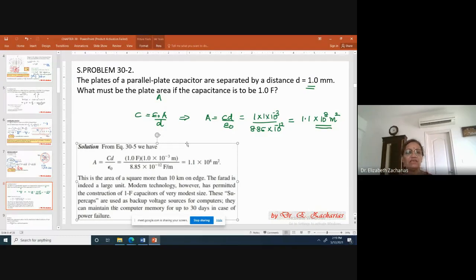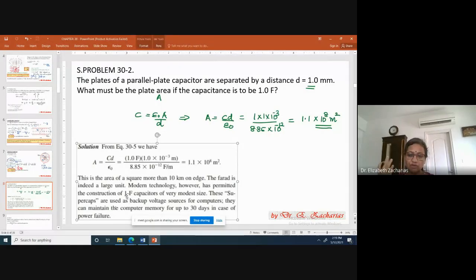And finally, it is telling something else. It says the farad is a very large unit. Modern technology, however, has permitted the construction of 1 farad capacitors of very modest size. But then the technology is different. Those capacitors are called supercaps, and they are used in computers.